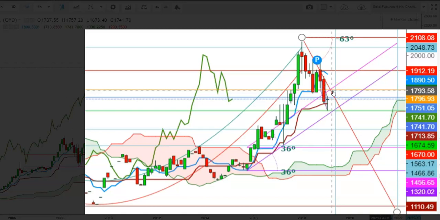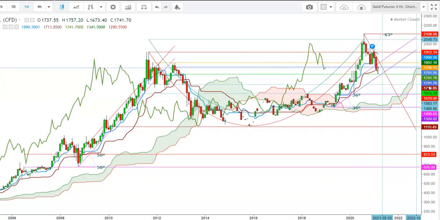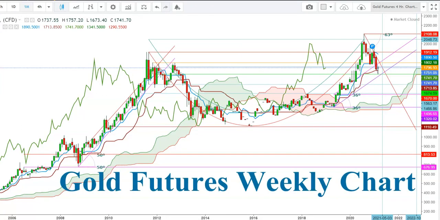1796, but I find that every upward move will be sold in gold futures because I find that the third wave of COVID-19 is going to impact the recovery process, which could lead to more inflation and disruption in the global supply chain, which could continue to exert bearish pressure on gold futures. So now let's check this move in a weekly time frame.